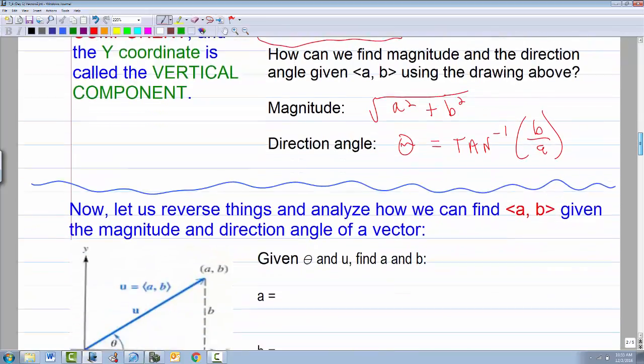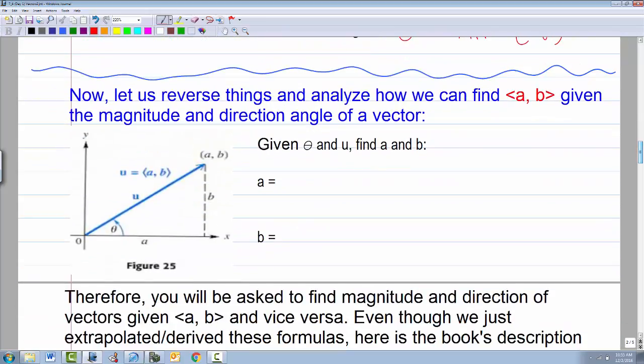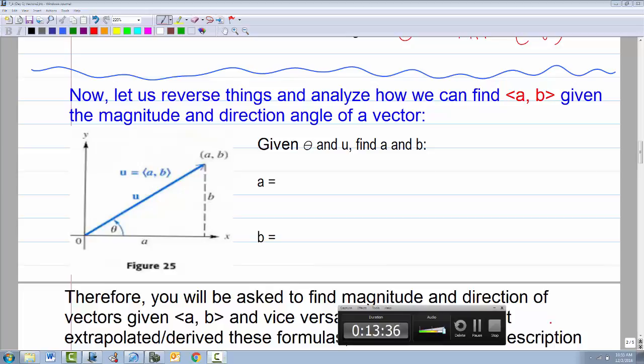And then wait, there's more. Now let's reverse things and analyze how we can find A and B given the direction angle. So go ahead and take a minute to write that down.